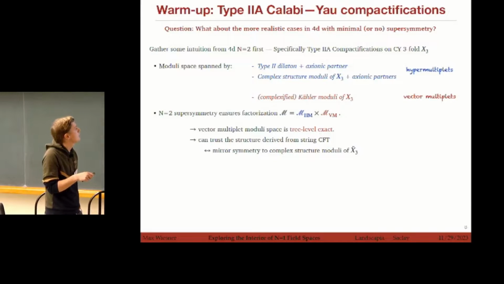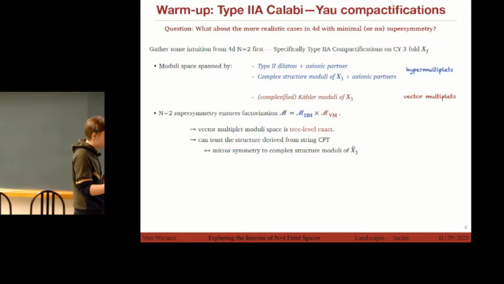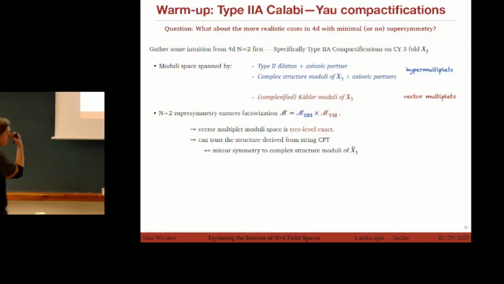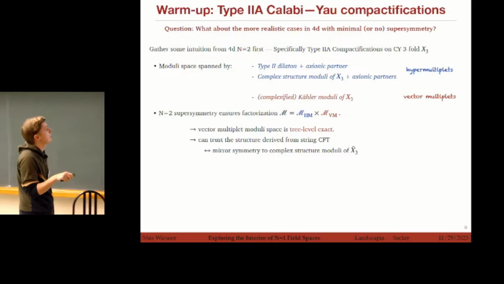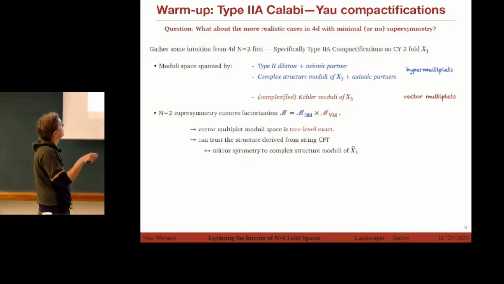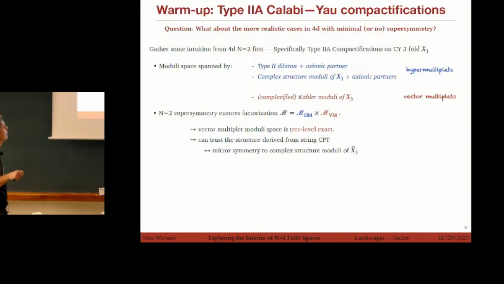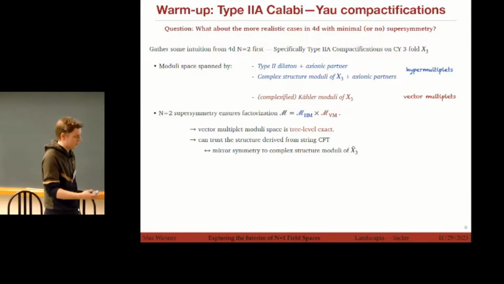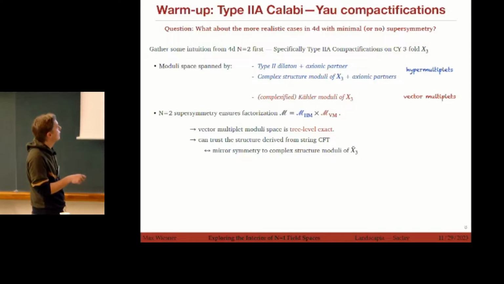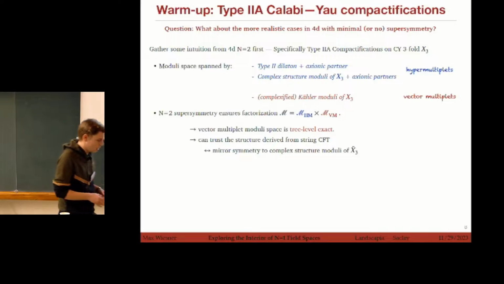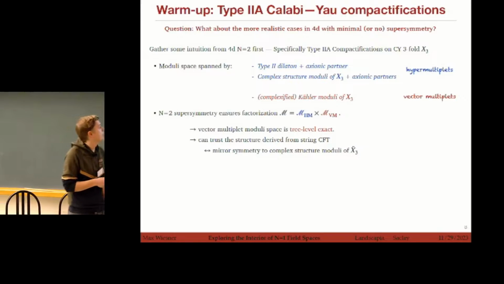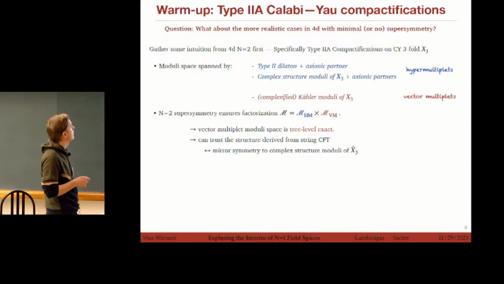Now the N=2 supersymmetry ensures the factorization between these, such that we know that the vector multiplet moduli space is tree-level exact, and we can trust the structure that we can derive from a string worldsheet, for example, using mirror symmetry to relate the complexified Kähler moduli space to the complex structure moduli space of X tilde, the mirror, where everything classicalizes, and we can just compute our periods in different limits and obtain trustable results.